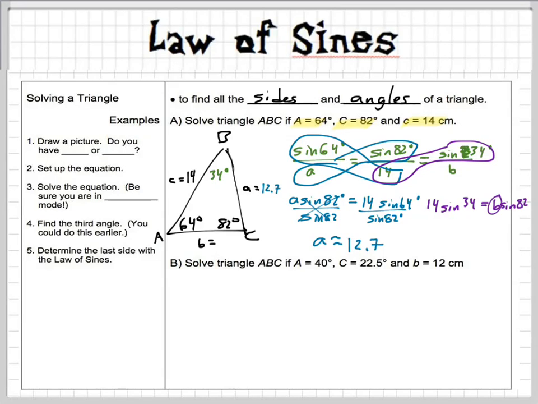Now to find B, we have to divide by sine of 82 degrees, and divide the other side by sine of 82 degrees. Okay, that's gone, and I'm left with B right here. Plug that in your calculator, what do you get? You already do it? 7.9. So I'm going to put a 7.9 right here.